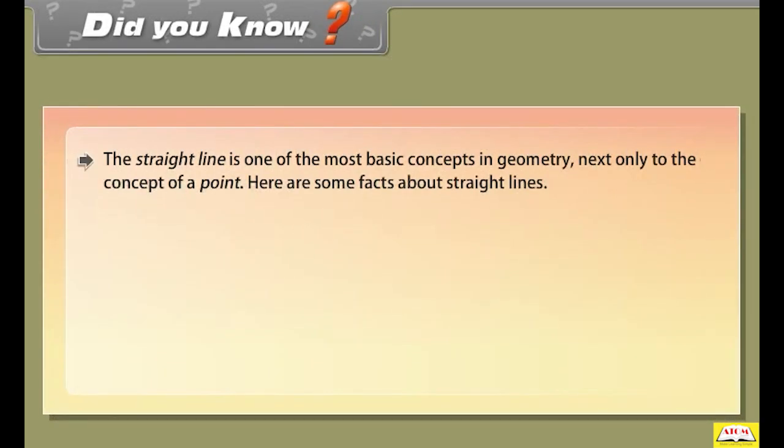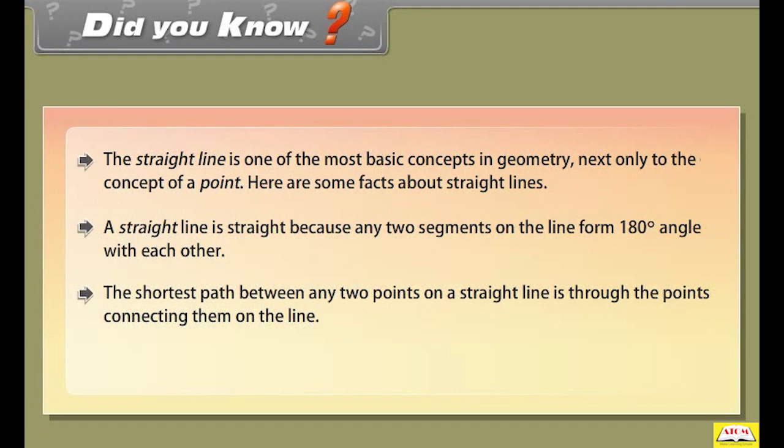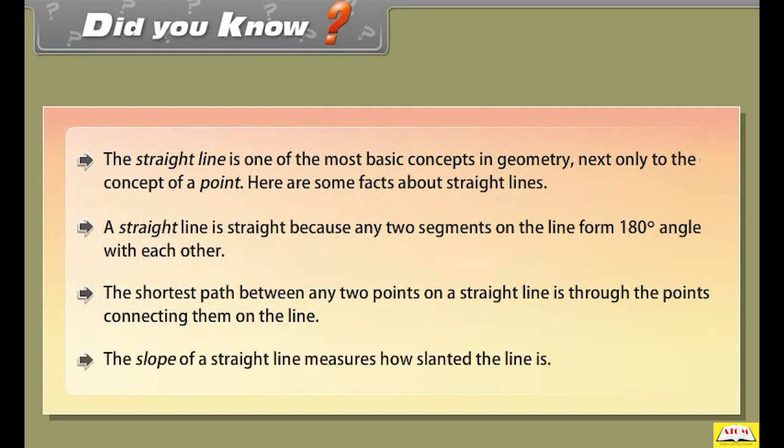Did you know? The straight line is one of the most basic concepts in geometry, next only to the concept of a point. Here are some facts about straight lines. A straight line is straight because any 2 segments on the line form 180 degrees angle with each other. The shortest path between any 2 points is the straight line connecting them. The slope of a straight line measures how slanted the line is.